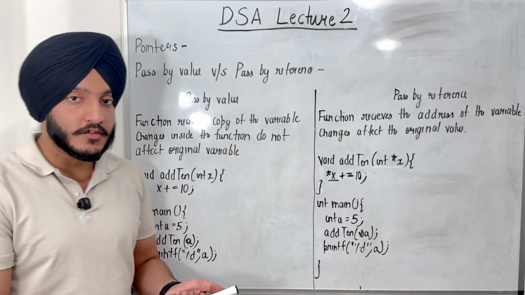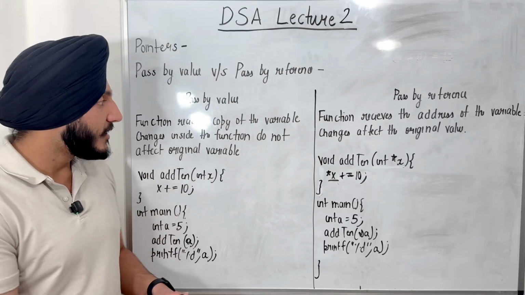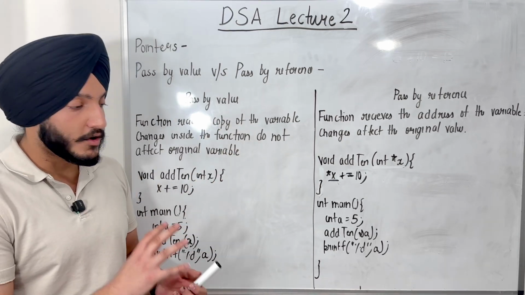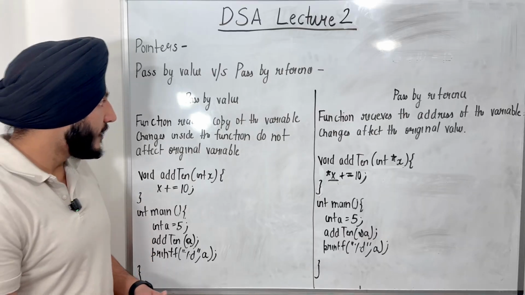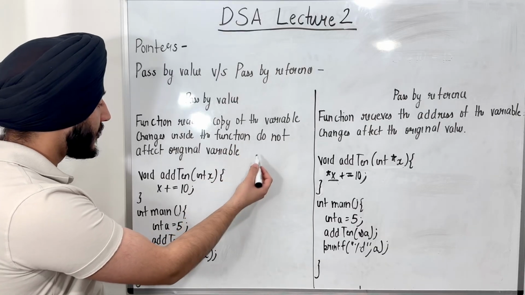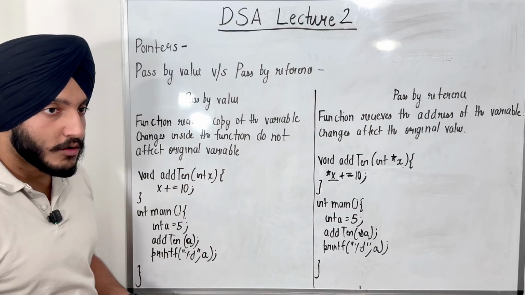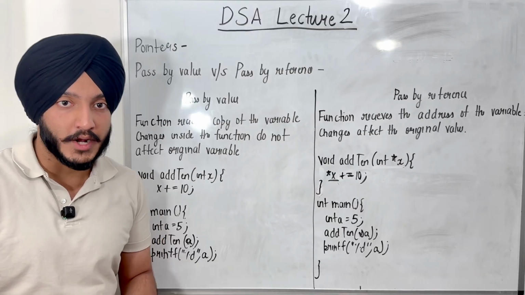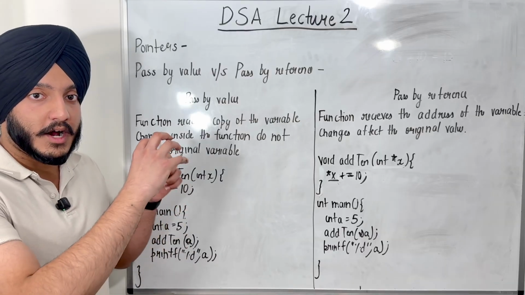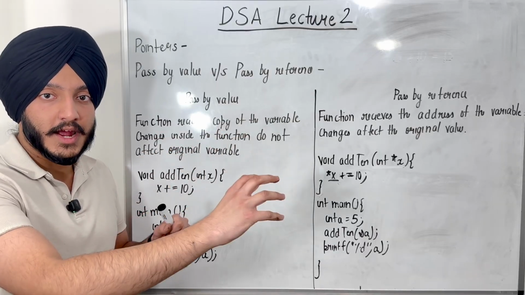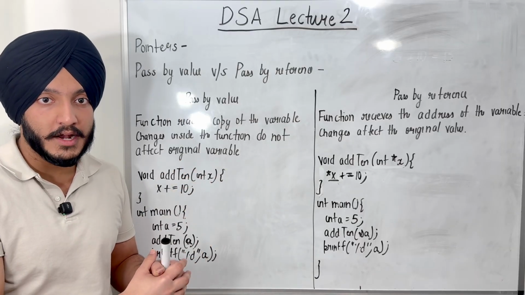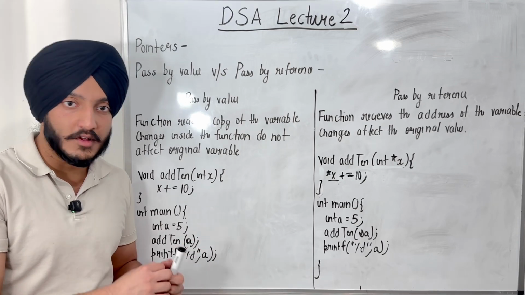And there are two ways of passing the values to those functions. One is I can pass by value, and the second way is I can pass by reference. Let's try to understand the difference between both of them. In pass by value, the function receives a copy of the variable. The changes inside the function don't affect the original value. So when you pass by value, a copy of the variable gets created, and then changes are made to that copy, so the original value doesn't really get affected.